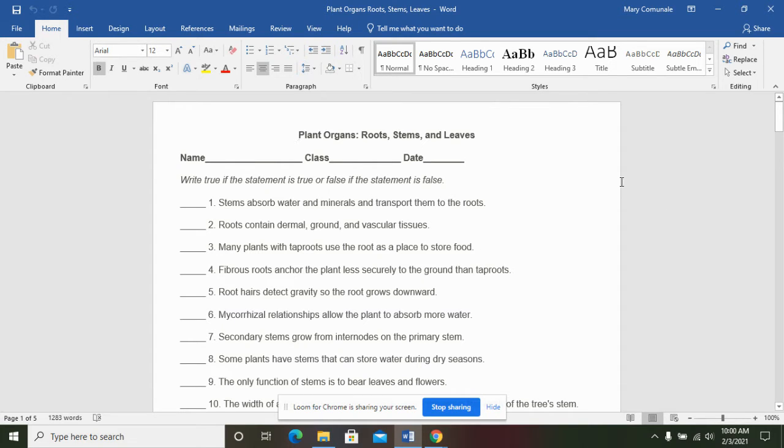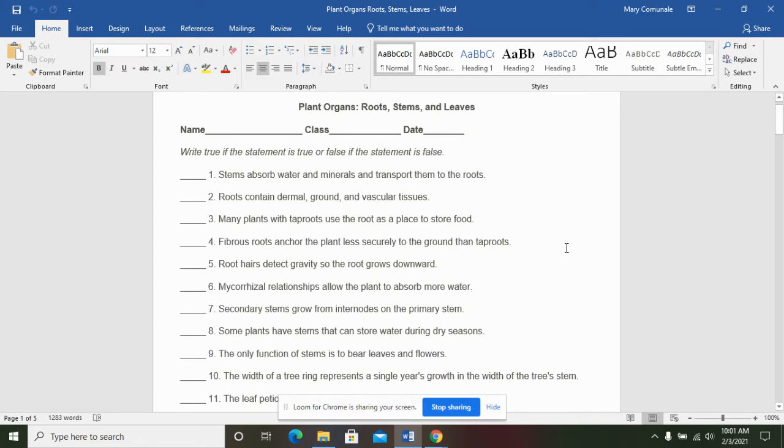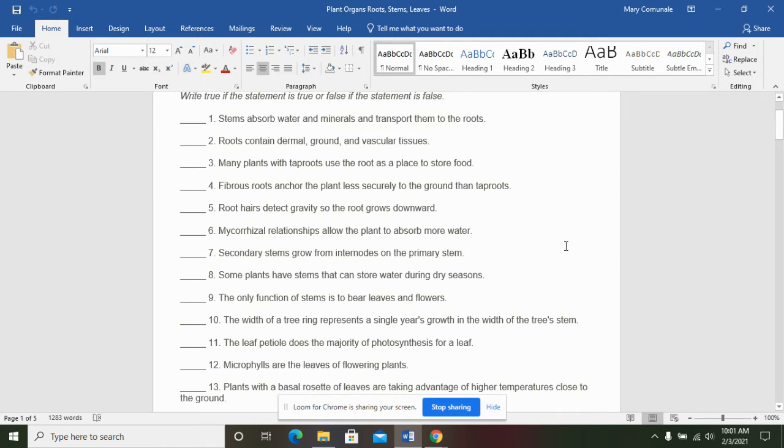All right, so today we are going to do the plant organs, roots, stems, and leaves review sheets. You may need to use the PowerPoints that were done in previous weeks, the one that we did on roots, along with ones we did on stems, in order to complete this. Also, doing a quick Google search would also give you the answers if you don't want to look at those PowerPoints. So our first section here is true and false statements.